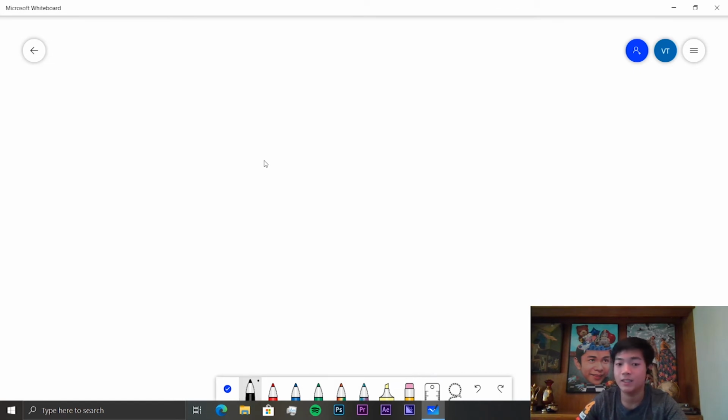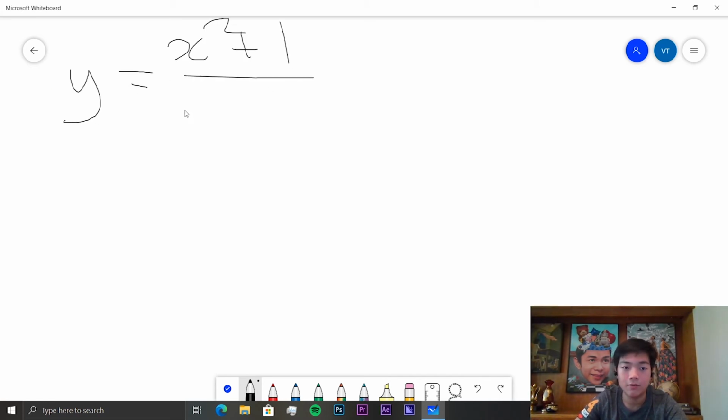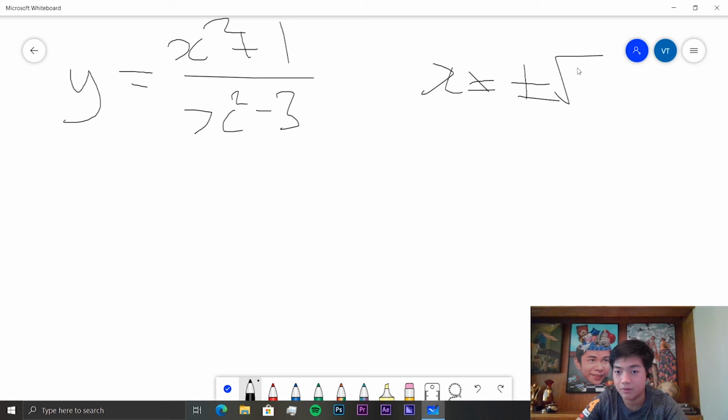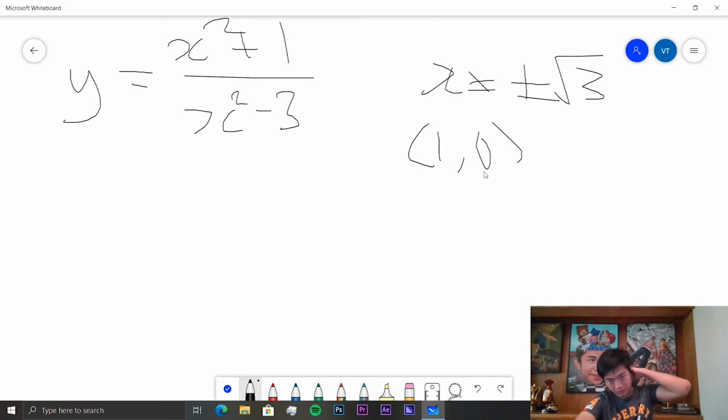And so the final question is, we need to find the equation of the tangent and normal to the curve of y is equal to x squared plus 1 over x squared minus 3 when x is not equal to plus or minus the square root of 3 at 1, 0. So we need to find a tangent and normal at 1, 0 on this curve. So first let's get the derivative.